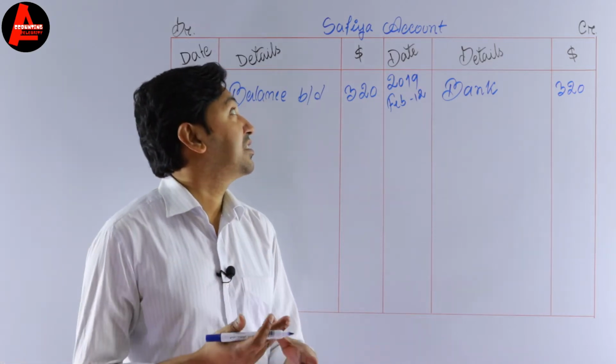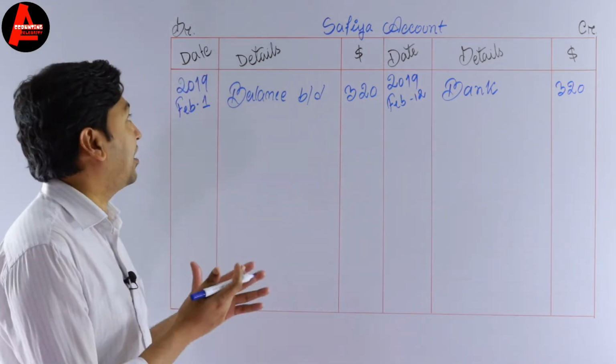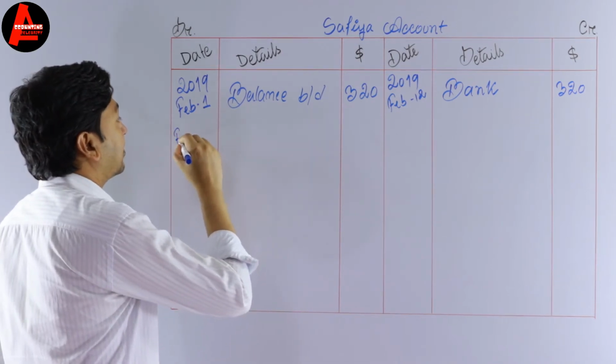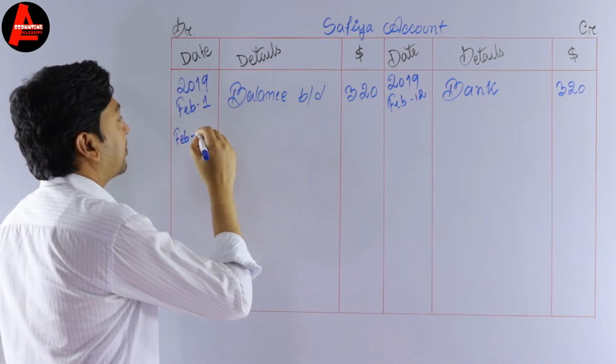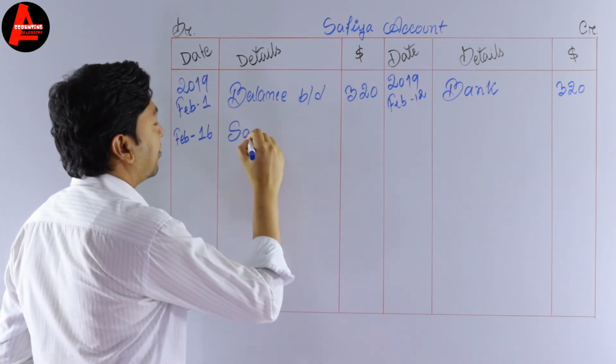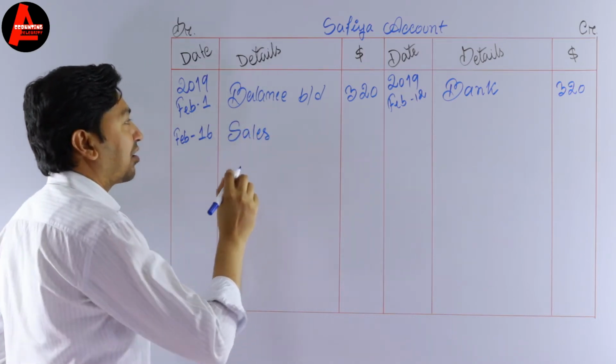Okay, so Shafia is debit, we will write on the debit side. So let us write here first of all date, February 2019. It is February 16. We will write here sales, the opposite account. Very good.